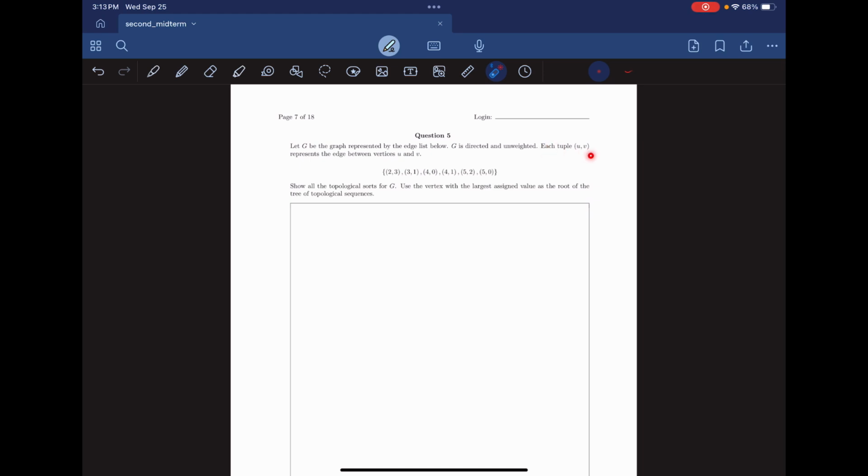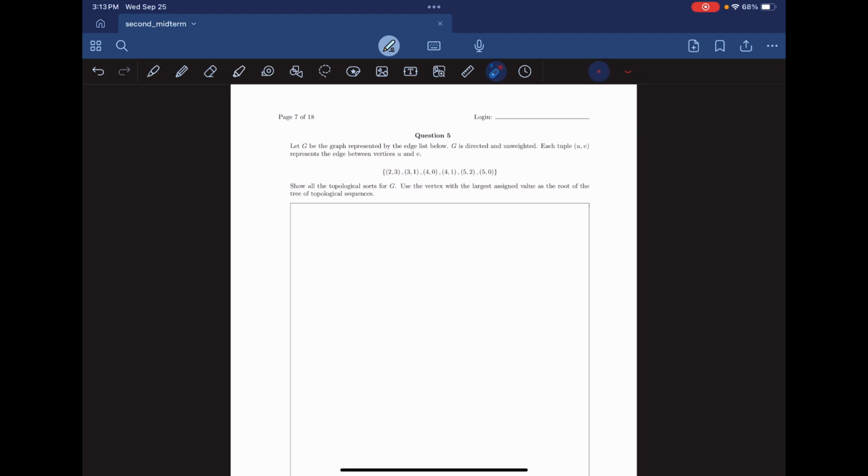So it then gives us a set of tuples to represent an edge list. We're going to look at that in a second. And it asks us to show all the topological sorts for G. So topological sorts are a way of ordering the vertices of a graph in a way that all edges of the graph point from an earlier vertex in the order to a later vertex in the order. I'm going to show an example of what one of these sorts would be so that we can try to get a better understanding of this, because it is a bit of a complicated definition.